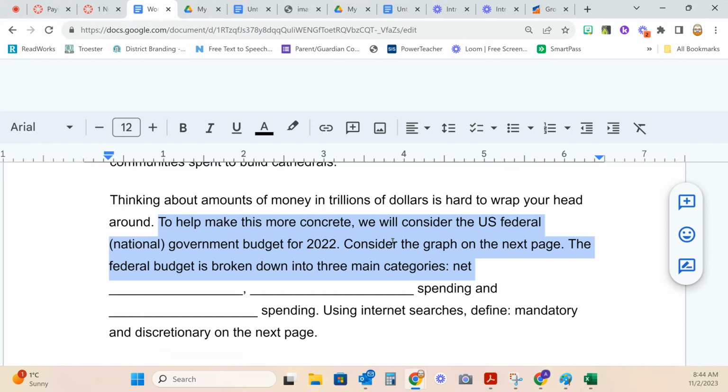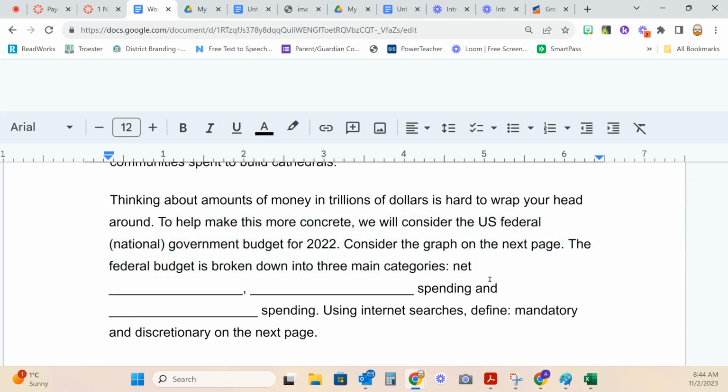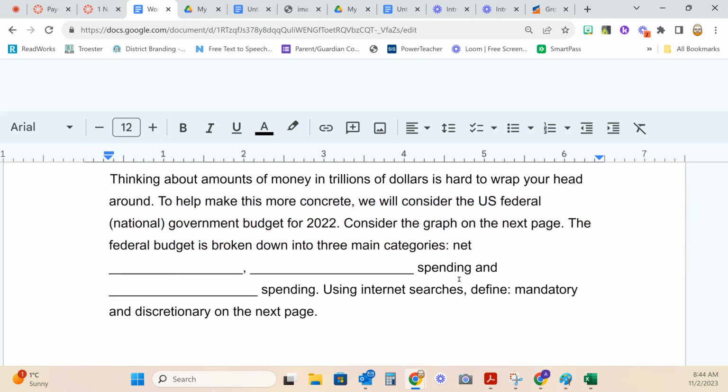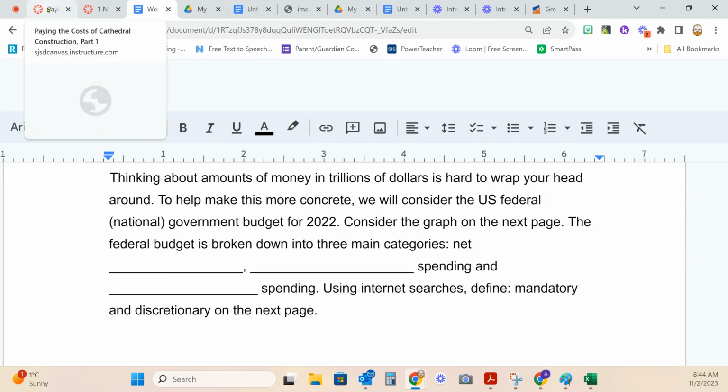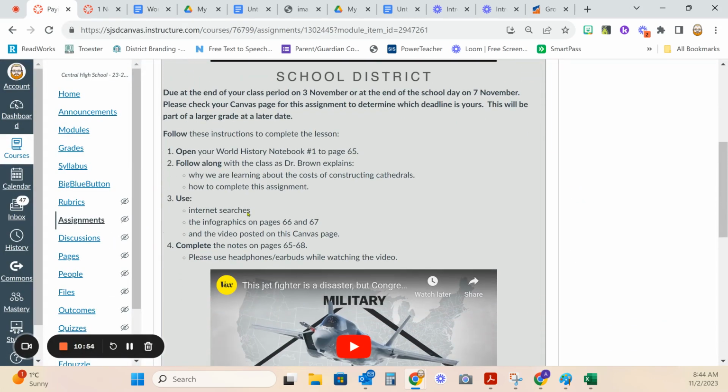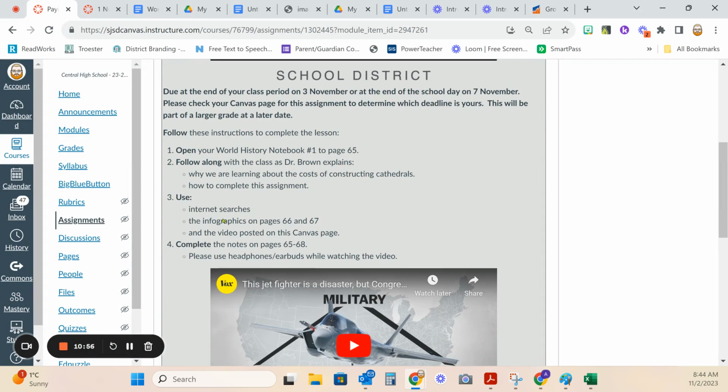Okay. So, to help us kind of break this down, we're going to look at the federal budget. Now, this is where I'm about to turn you guys loose. You guys can work together, but we're not going to do this as a whole class. And just in case you get away from this, think back to these directions here in Canvas.